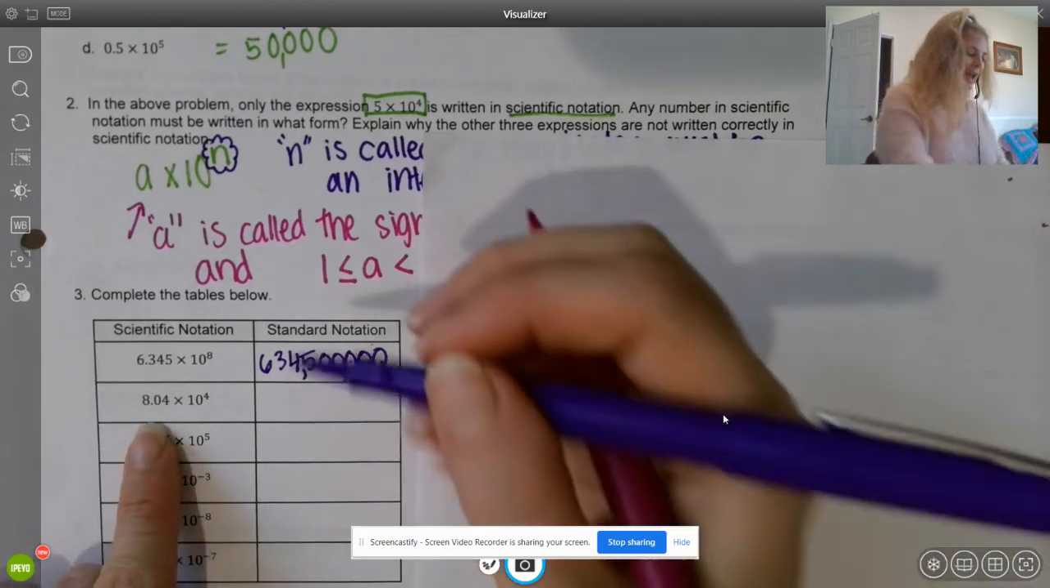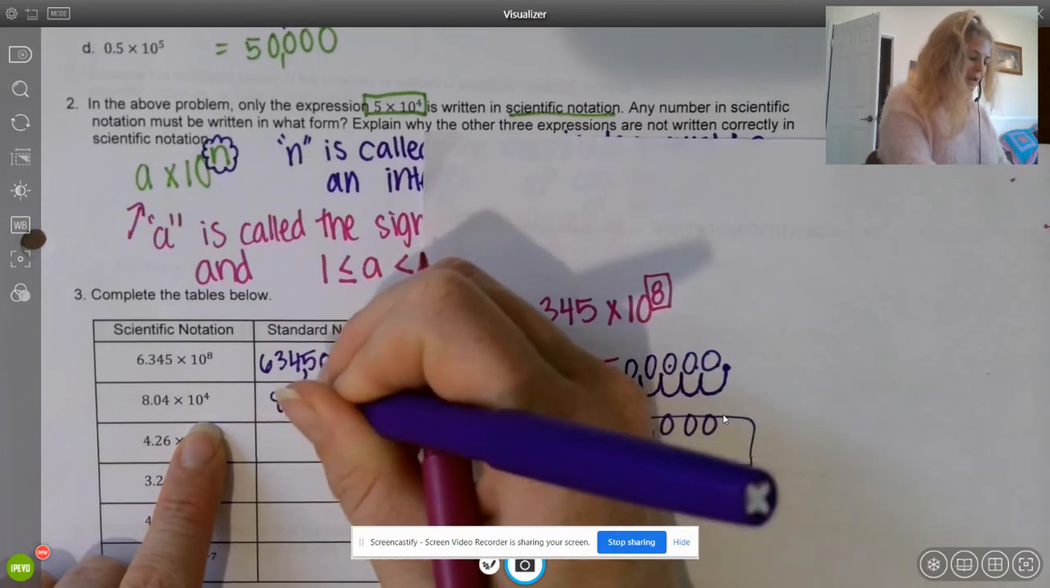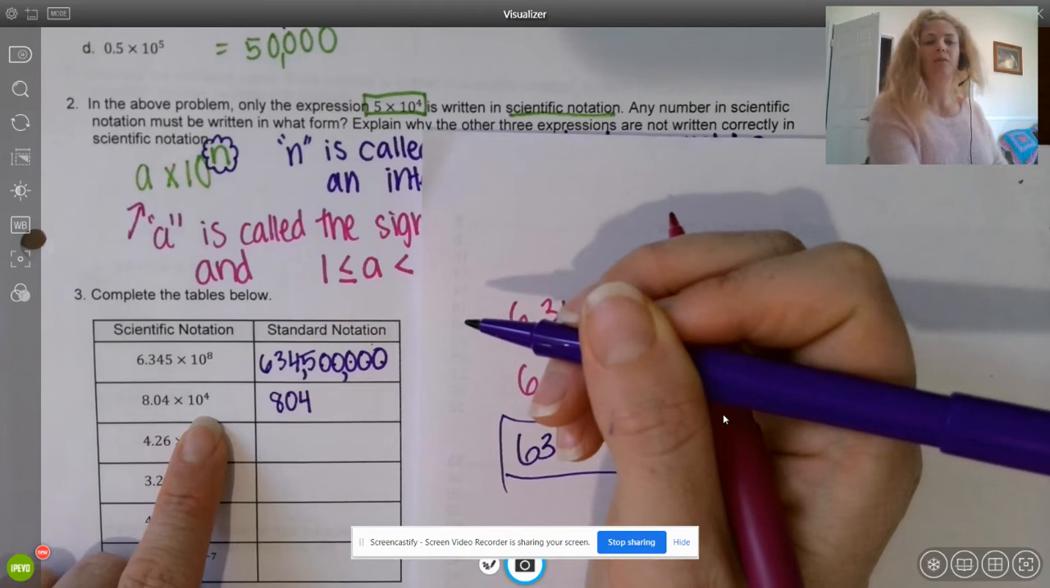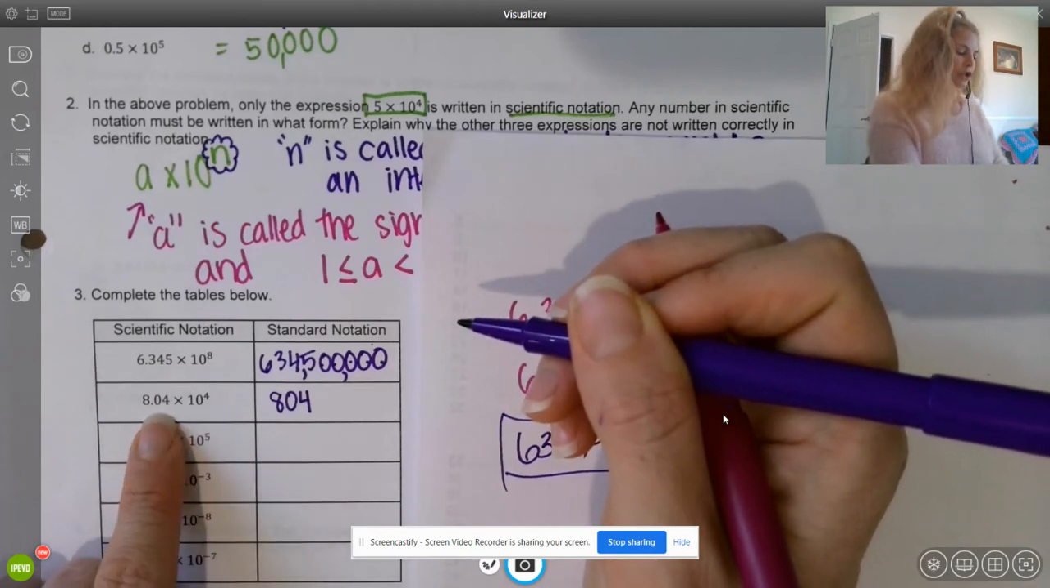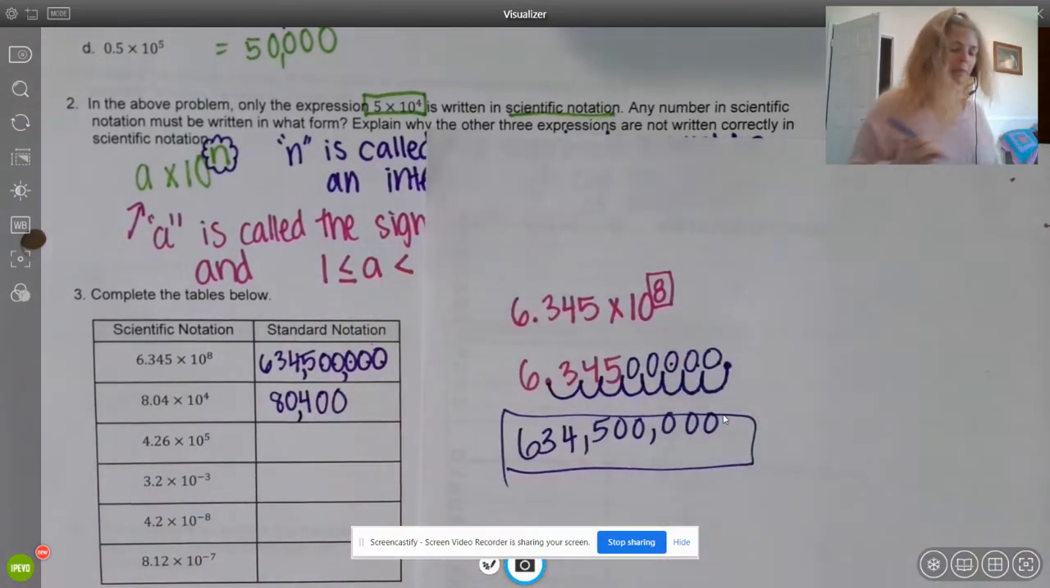Looking at the next one, 8.04 times 10 to the 4th. Well, we need to go 4 decimal places to the right because the exponent is 10 to the 4th, we're getting bigger. There's 2 already there, so we just need 2 more zeros. Count backwards for your commas, 80,400.